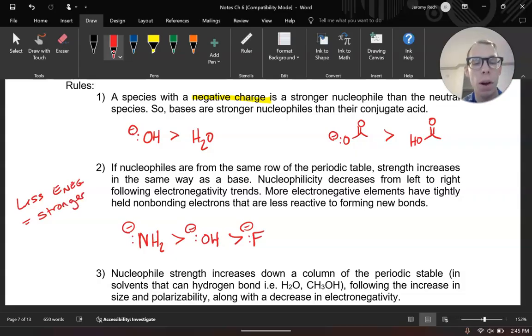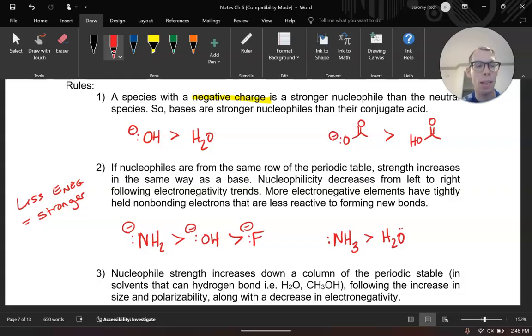Same thing if, instead of negative charges, you had ammonia, NH3, versus water: the nitrogen is going to be better than the oxygen. You could do the same thing comparing phosphorus and sulfur. Phosphorus is going to be better, and so on and so forth.